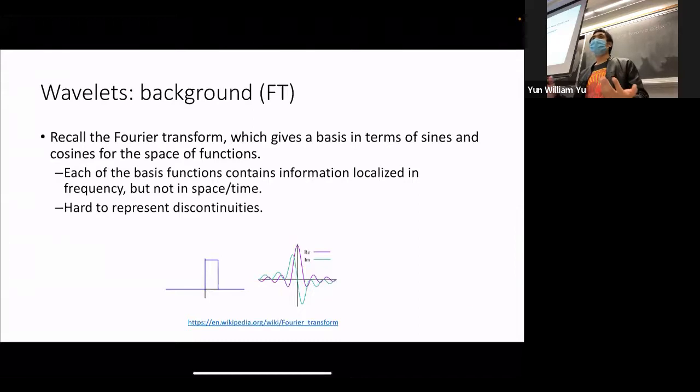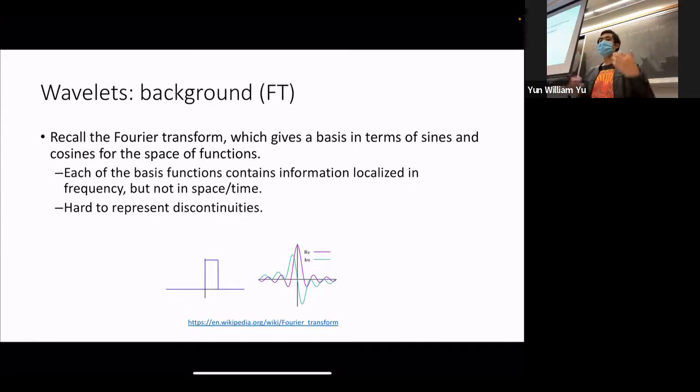In order to approximate that function, the Fourier components span the entire frequency spectrum, because the basis functions contain information that's localized in frequency, but not in space or time. And so therefore, it's hard to represent discontinuities. I mean, you can still approximate them, but it's hard and it requires lots of information.